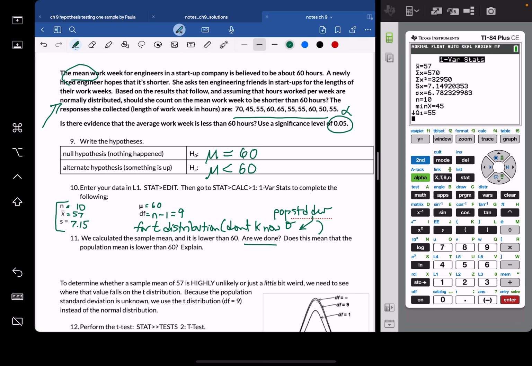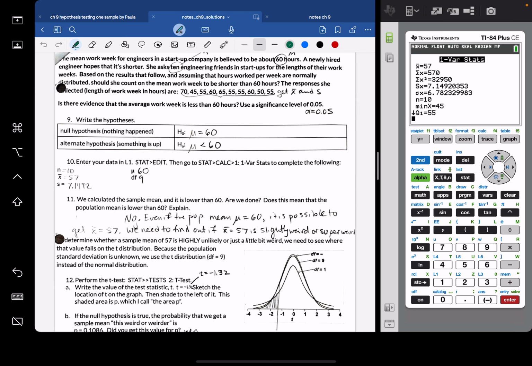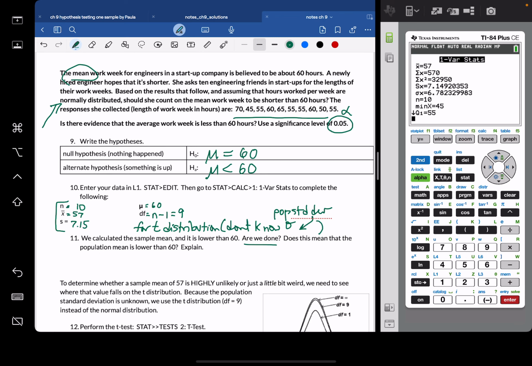So in my answer key, I wrote this out in a little bit more detail. Let's take a look at that. Even if the population mean mu is 60, it is possible to get x bar equals 57. We need to find out if x bar equals 57 is slightly weird or super weird. So that's where we start to draw the t-distribution and decide if the area P is smaller than alpha or not.